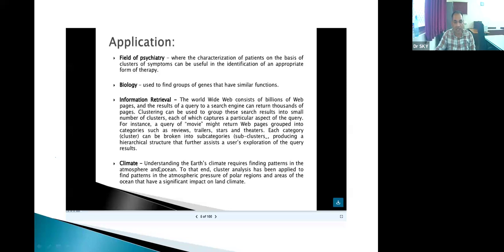How is it used in climate? Understanding the Earth's climate requires finding patterns. Similar patterns are put together on the basis of different characteristics, say for climate change, or to know the weather in the atmosphere and ocean. To that end, cluster analysis has been applied to find patterns in the atmospheric pressure of polar regions and areas of ocean that have a significant impact on the land climate.